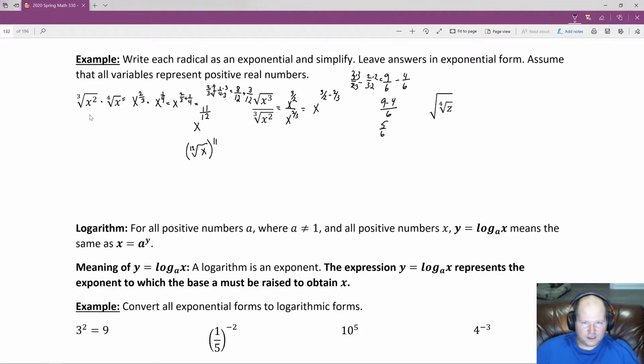Okay, so we go back over here. That means I end up with x to the 5/6. And that's it. Now you can also write this as a radical if you wanted to. So you can put the x underneath here. So that would be a 6th root. I could even bring the whole entire thing to the 5th.